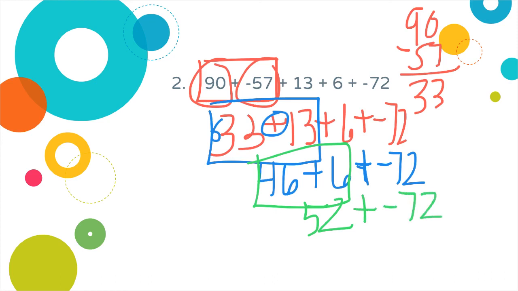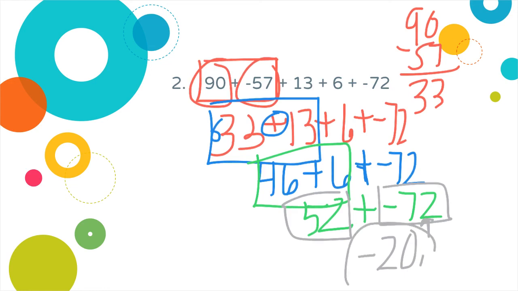Finally, we're going to do these, and we have a positive 52 and a negative 72. They're different signs, so you subtract. 72 minus 52 is 20. The larger number is the negative 72, so you keep the negative sign for the answer, and your answer is negative 20.